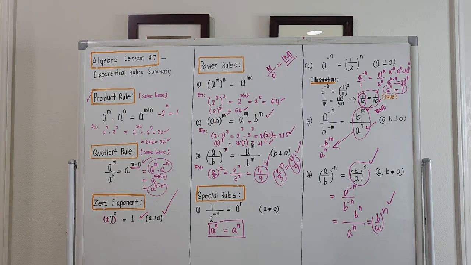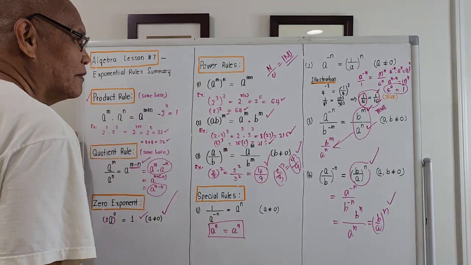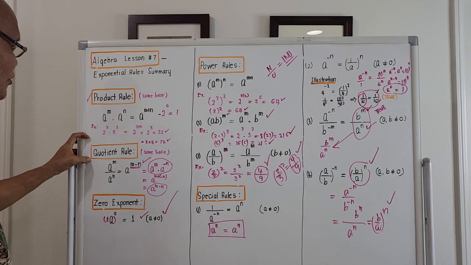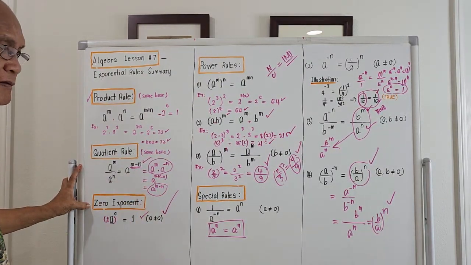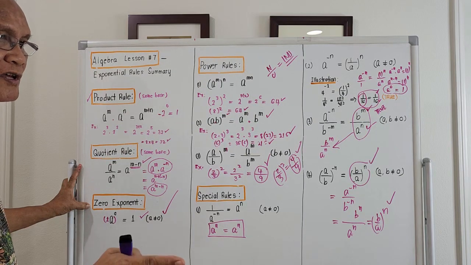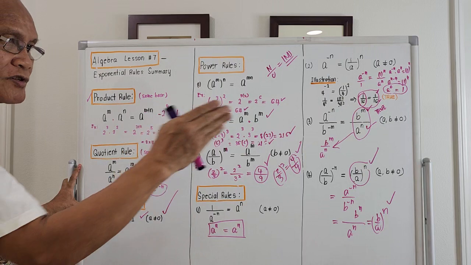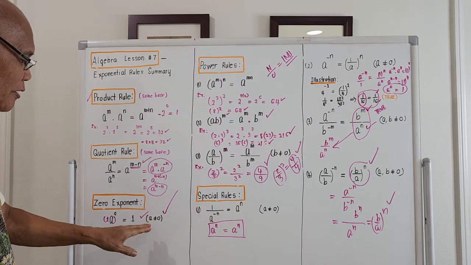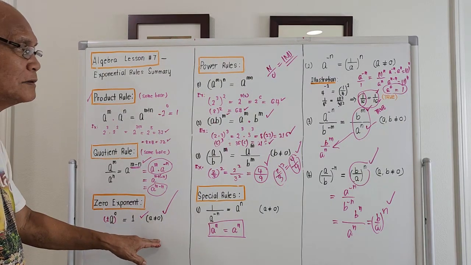Okay, that's it, guys. The exponential rule summary. The product rule for same base, the quotient rule for same base, the zero exponent. It's a must that we memorize this one, that any number, whether plus or minus, raised to zero power should be equal to 1, with the given condition that the number should not be equal to 0.